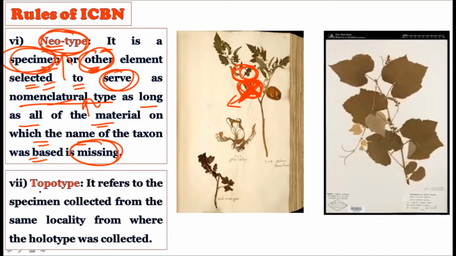Okay, the next one, the seventh one, is called the topotype. Now, what is the topotype? It refers to a specimen collected from the same locality from where the holotype was collected.